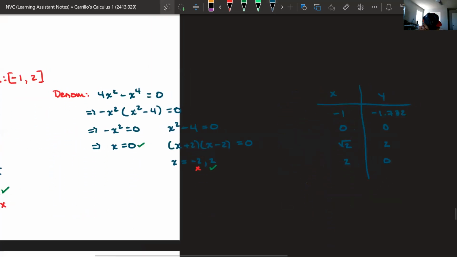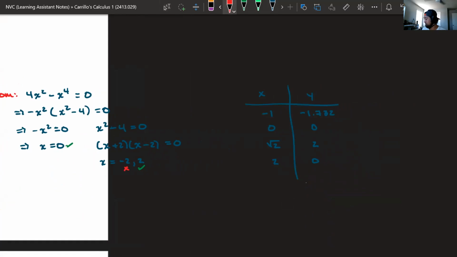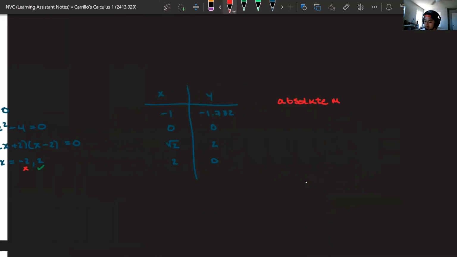So in this case, our absolute maximum will be what? Square root of 2, 2. Right. Thought I heard someone else, but they were super quiet. Amanda just stole your thunder. It's all good.